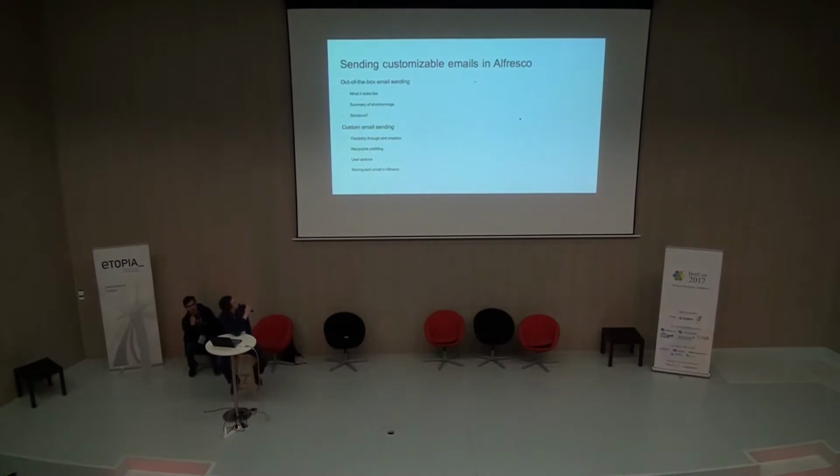So what am I going to talk about? First, I'm going to give you a brief overview of the out-of-the-box email sending, what it looks like. So basically, how do you send an email? What are some of its shortcomings from a user's perspective? What are some possible solutions to this? And then I'm going to give you a brief visual overview of how we at Alfresco solved these problems.